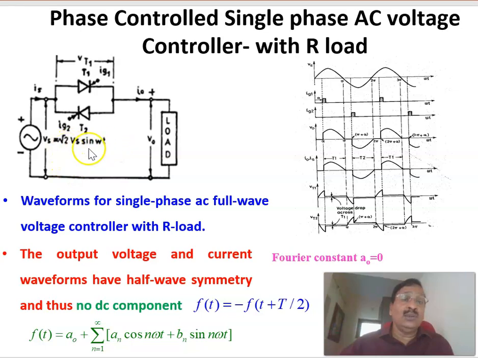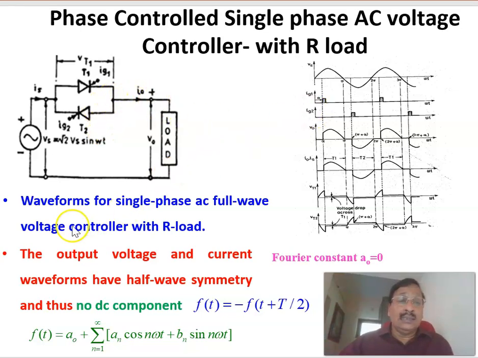equal to root 2 Vs sin omega t, or Vm sin omega t, is the input voltage, and this is the load, and between them there are two SCRs connected in anti-parallel, that is T1 and T2. During the positive half cycle of the input T1 can conduct, and during the negative half cycle of the input T2 can conduct.